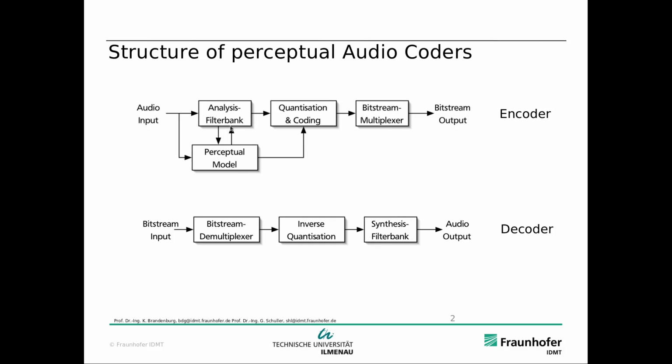So the purpose of the analysis filter bank is to decompose the signal into different frequency components such that we can encode them differently according to the sensitivities of the human ear. And that's why we have this perceptual model here. So the audio signal is also fed into this perceptual model, and this model tells us how sensitive the ear is to the different frequency components, and accordingly we have to encode those different frequency components with different accuracy, which means a different quantization step size.